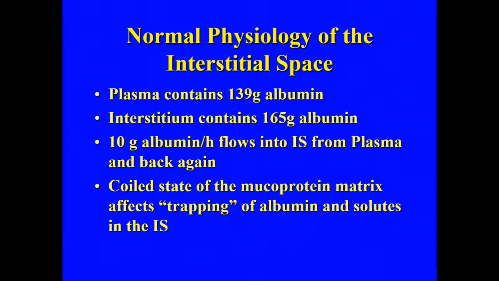We'll now review the normal physiology of the interstitial space. The plasma contains approximately 139 grams of human albumin in an adult. The interstitium contains approximately 165 grams of albumin, and there is 10 grams of albumin per hour flowing freely from the interstitial space to the plasma compartment and back again.